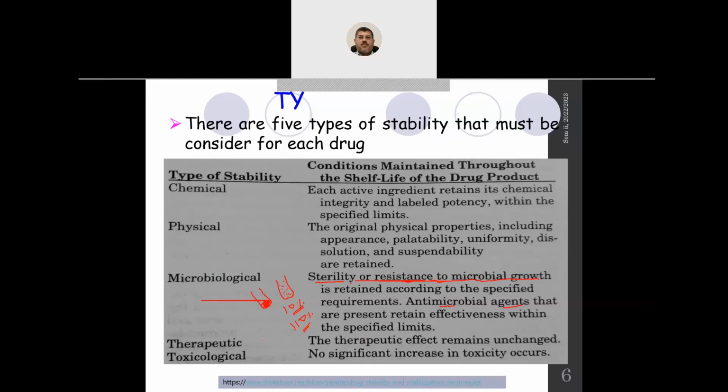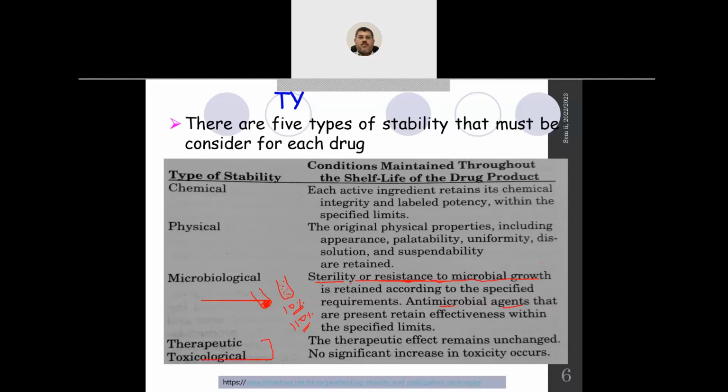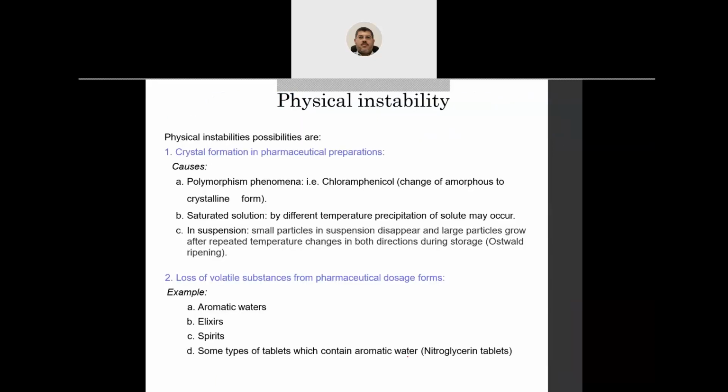So stability in chemical stability, physical stability, and microbiological stability, these are the things that we always test. Therapeutic and toxicological stability we don't test as a part of shelf life study, but keeping the chemical, physical, and microbiological properties stable will result in therapeutic and toxicological stability. By keeping the performance of the dosage form and the content of API stable, and there is no increase in toxic degradation products beyond limit, then it will be effective. So therapeutically it remains unchanged, and it will also be non-toxic. So no significant increase in toxicity will occur during the shelf life.